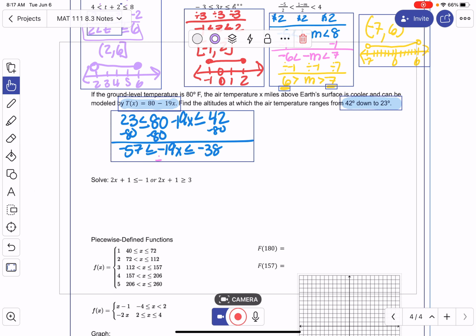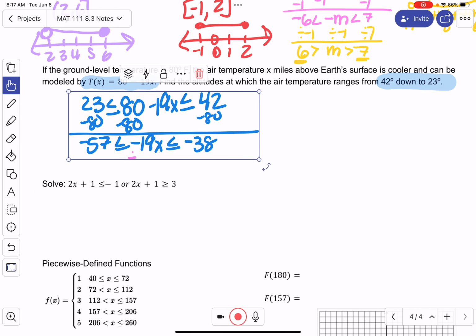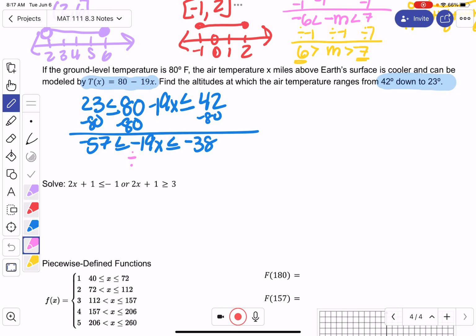I'm going to divide everything by negative 19 to get the x alone. And I would get 3, remember we're flipping, so greater than or equal to x, greater than or equal to 2. So our interval notation would be 2 to 3. So 2 to 3 miles is when that would work.